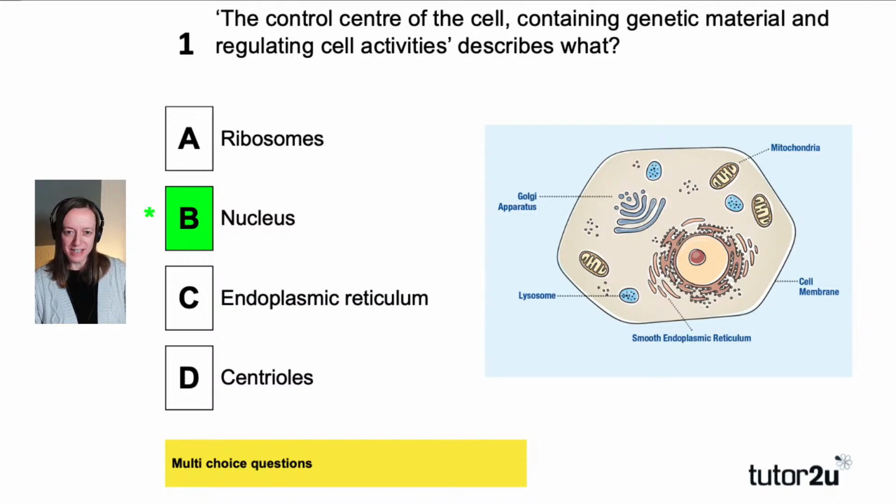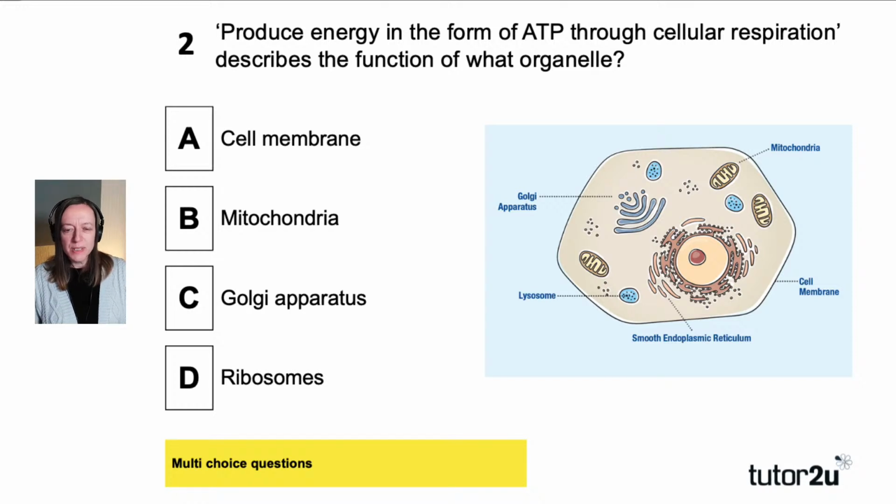Okay, so same deal with the next question. Produce energy in the form of ATP through cellular respiration. Describes the function of what organelle? Is it A, cell membrane, B, mitochondria, C, Golgi apparatus, or D, ribosomes? So we're looking at functions of cell organelles. What is being described there? So we have a guess of B, mitochondria. Nima is saying mitochondria. Araj is saying mitochondria. Yep, you are correct. Well done.